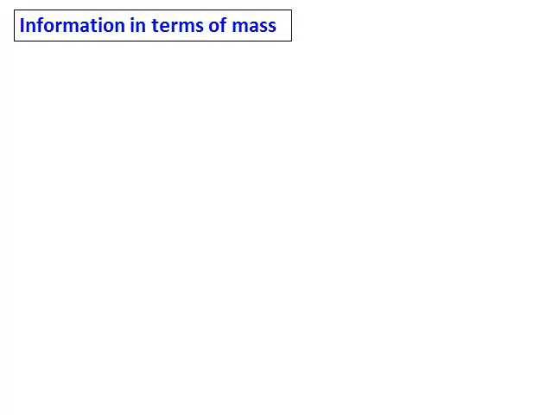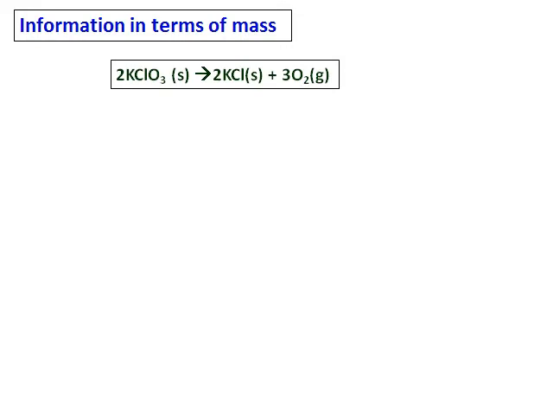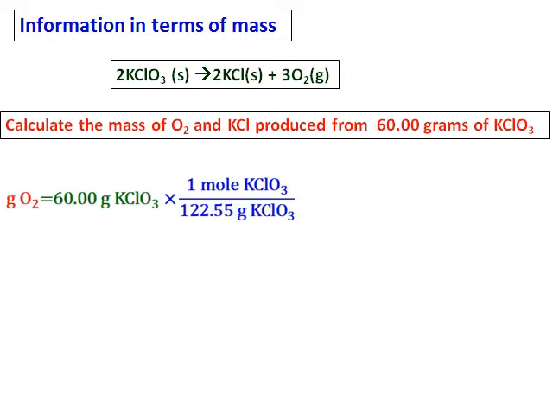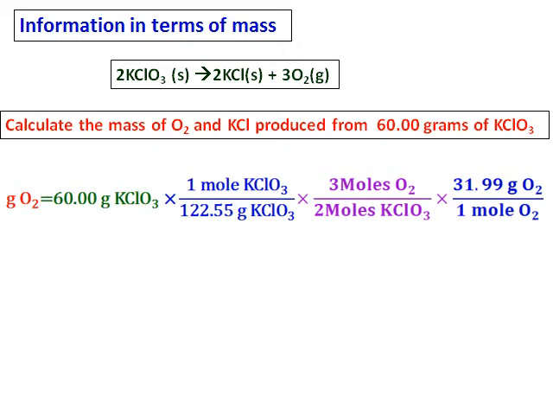The previous one was in terms of moles. Let's see what information you get in terms of mass. The same equation, and in this case I want to calculate the mass of oxygen and KCl produced from 60.0 grams of KClO3. To calculate the mass of oxygen, start with the mass of potassium chlorate, convert that into moles of potassium chlorate using the molar mass, and then use the equation to convert that into moles of oxygen. That's why I have 3 moles of oxygen to 2 moles of KClO3.